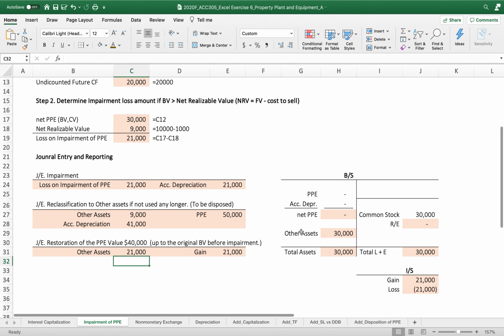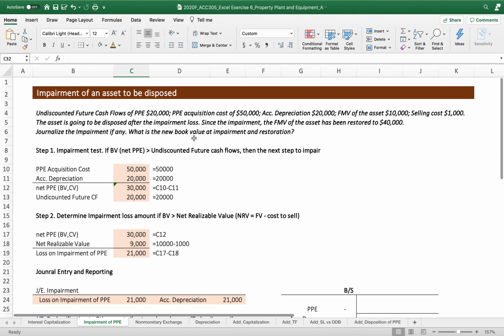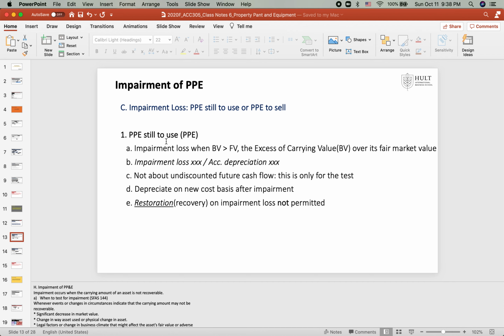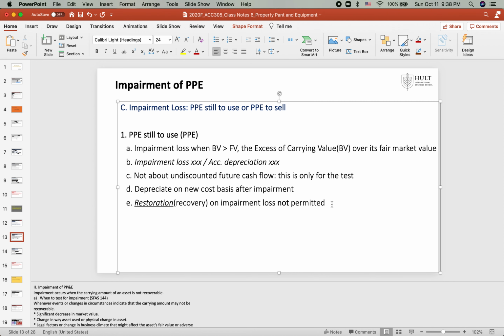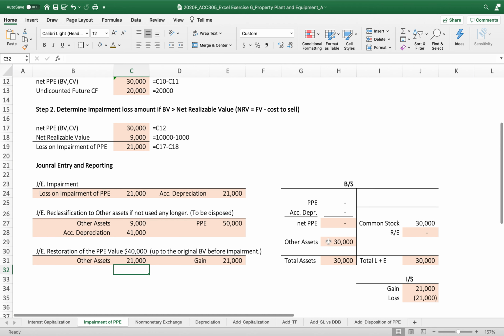But if this case is not the disposal case, but the company is still going to use this PP&E, restoration or recovery of impairment loss is not permitted by GAAP. Okay, so you should remember. There's no restoration if the PP&E is still in use. Okay, that means that there's no other asset part here.